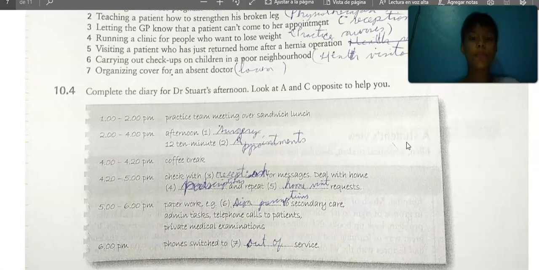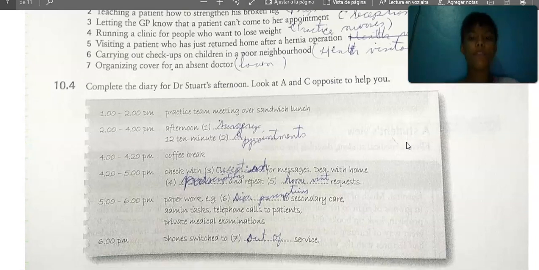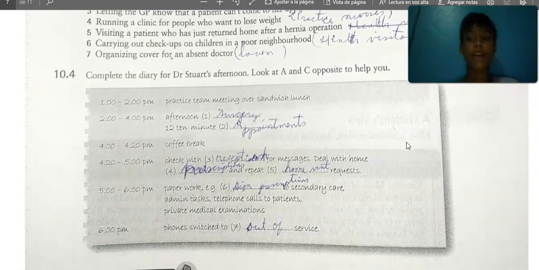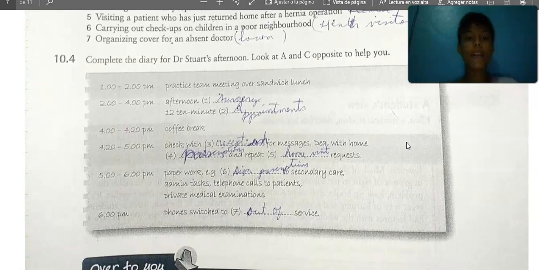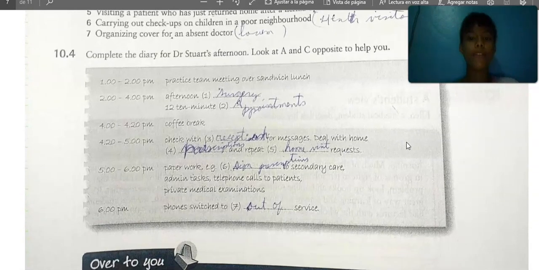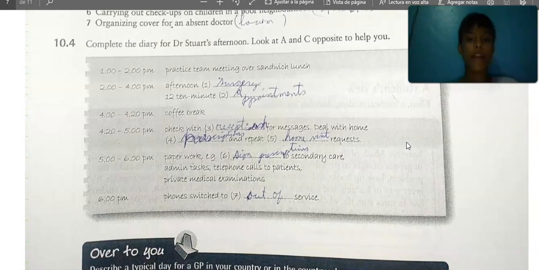Running a clinic for people who want to lose weight, practice nurse. Visiting a patient who has just returned home after a hernia operation, district nurse. Carrying out checkups on children in a poor neighborhood, health visitor. Organizing cover for an absent doctor, practice manager.